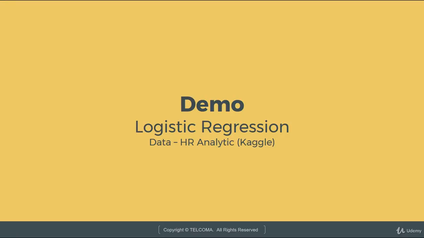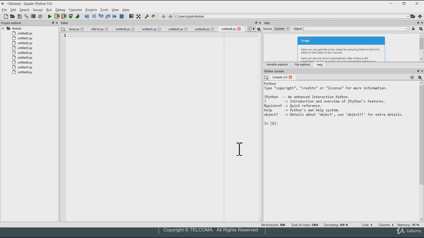We'll now look into a simple Python-based example for logistic regression. For this use case, we leverage the data which we have used in the previous modules, and that is the HR analytics dataset, which we had downloaded from Kaggle. Let's jump onto Spyder and load the data. I presume you already have the data.